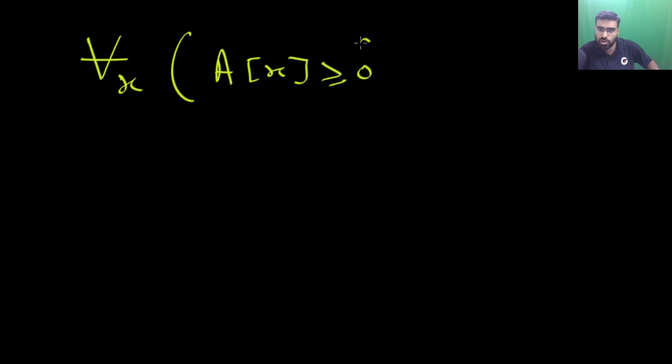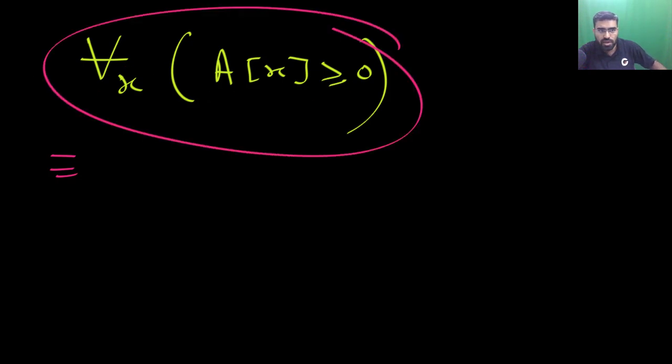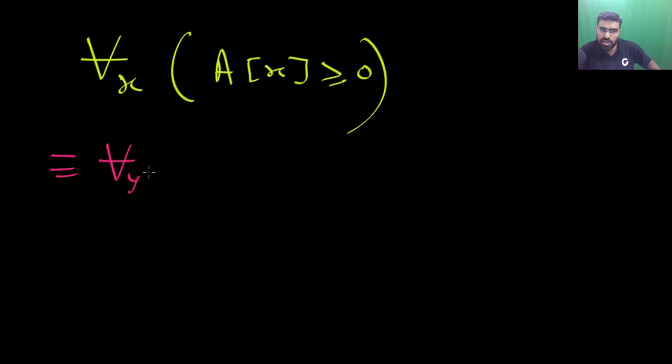Also, if you have written some other variable, that is also fine. This is the correct answer: for all x, A of x greater than or equal to 0. Now, this is a bound variable, so you can rename it. There is no problem. Because this x is a bound variable, you can write for all x, A of x greater than or equal to 0, or you can write for all y, A of y greater than or equal to 0.